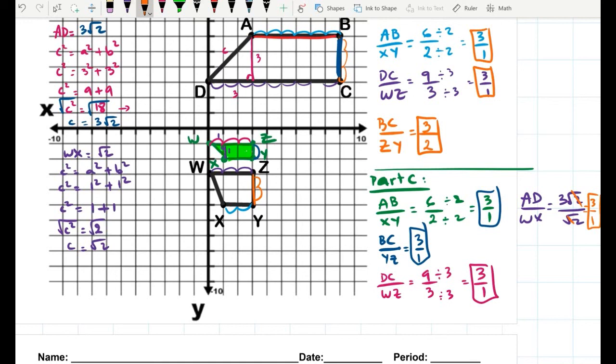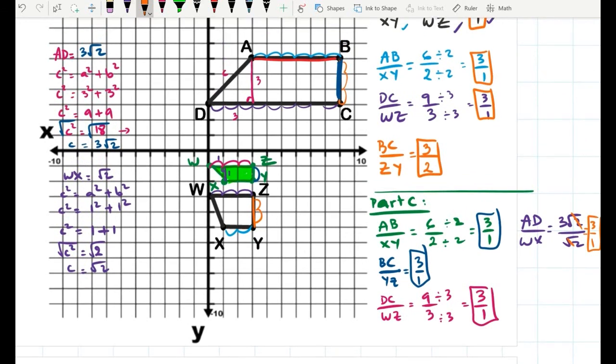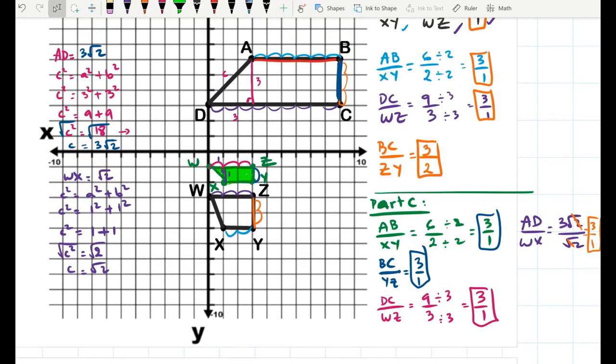Alright, so that's it for problem 5. Again, I know the last part is too long, so you don't have to worry about it. I just need you to pick a side, and the adjacent side means the one next to it, to check the scale factor.